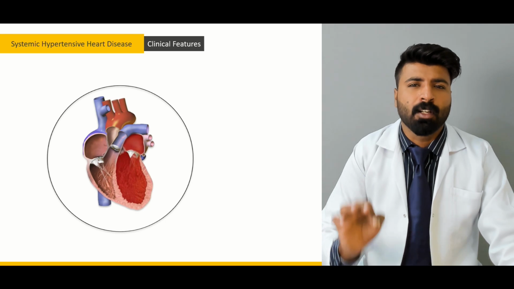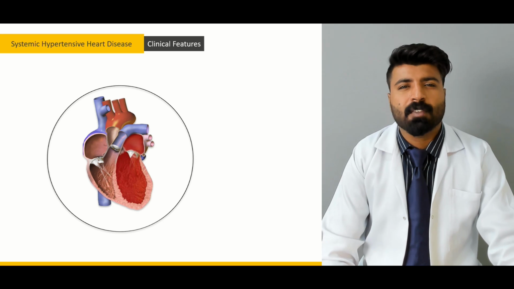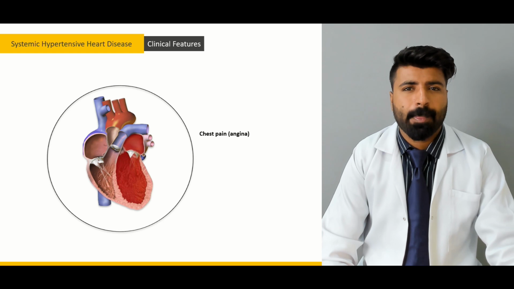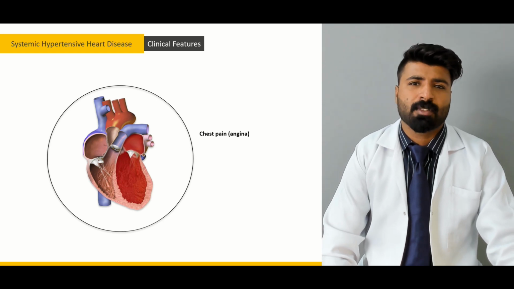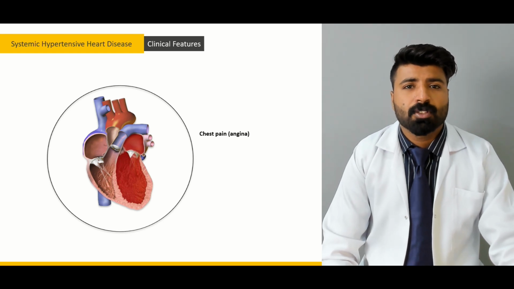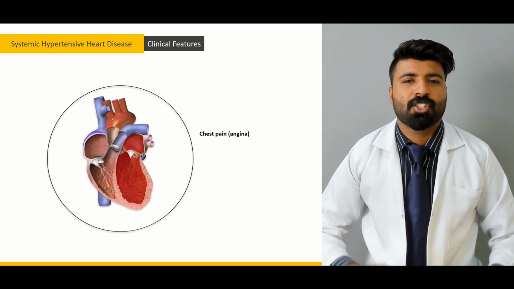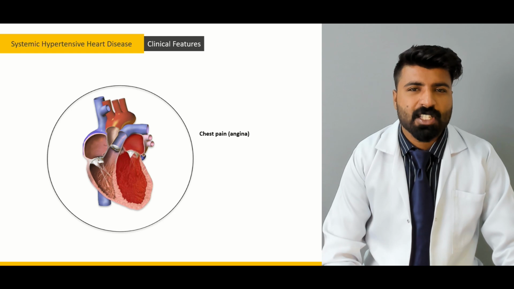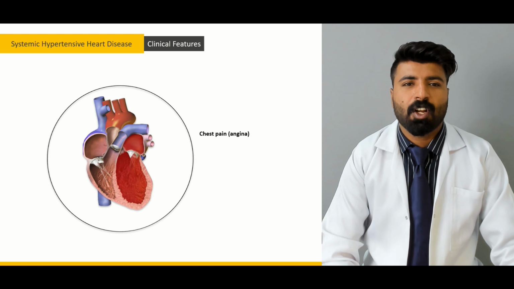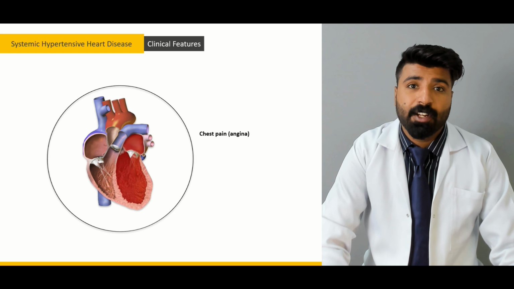What are going to be the clinical features of a patient presenting to us with systemic hypertensive heart disease? You can just guess them. First of all, chest pain, angina. When does angina happen? We talked about angina in detail in the last lecture. What angina actually is: crushing chest pain at the substernal space. It runs up to the jaw. It goes up to the left arm, even till the end.